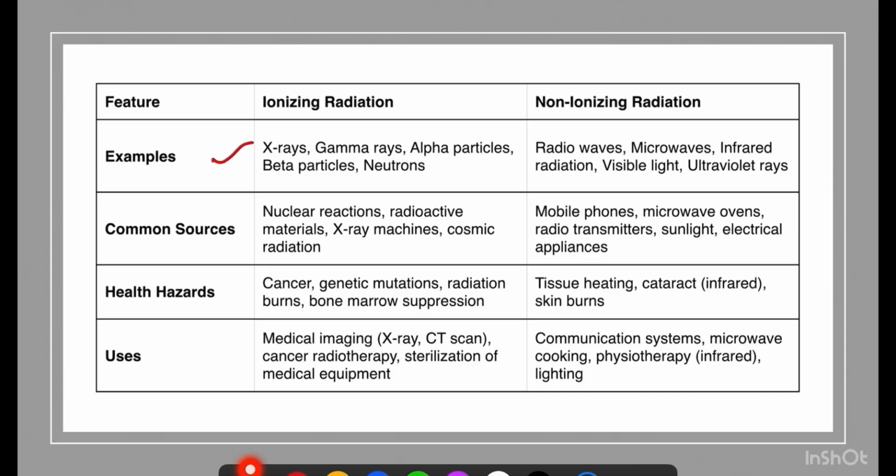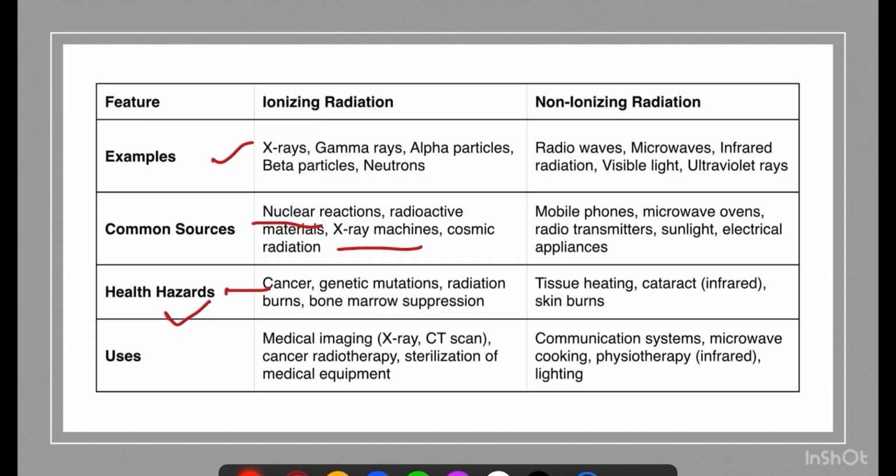The common sources of ionizing radiations include nuclear reactors, radioactive materials and man-made sources like X-ray machines. While for non-ionizing radiations, the common sources include mobile phones, microwave ovens, radio transmitters, sunlight and electrical appliances. Since ionizing radiations can cause DNA damage, they are responsible for causation of cancer, genetic mutations, radiation burns and bone marrow suppression.